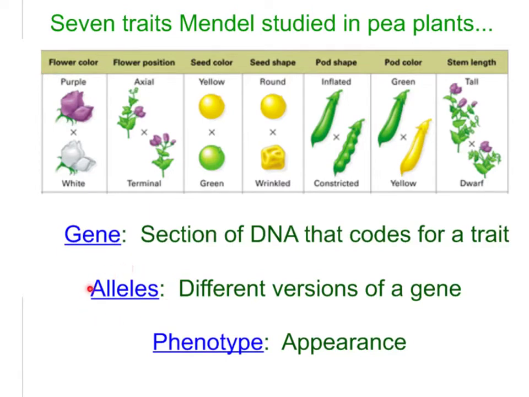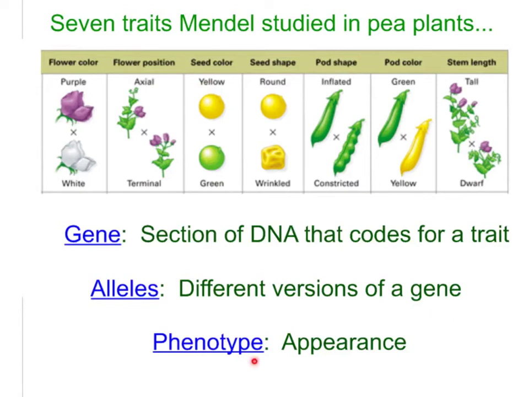And you'll remember alleles specifically are different versions of a gene. So flower color, the trait flower color, has 2 different alleles, purple or white. Those are the 2 alleles. The flower position trait has 2 different alleles, axial or terminal. Seed color, there are 2 alleles for that, either yellow or green. So those are the different alleles, the different versions of a gene.